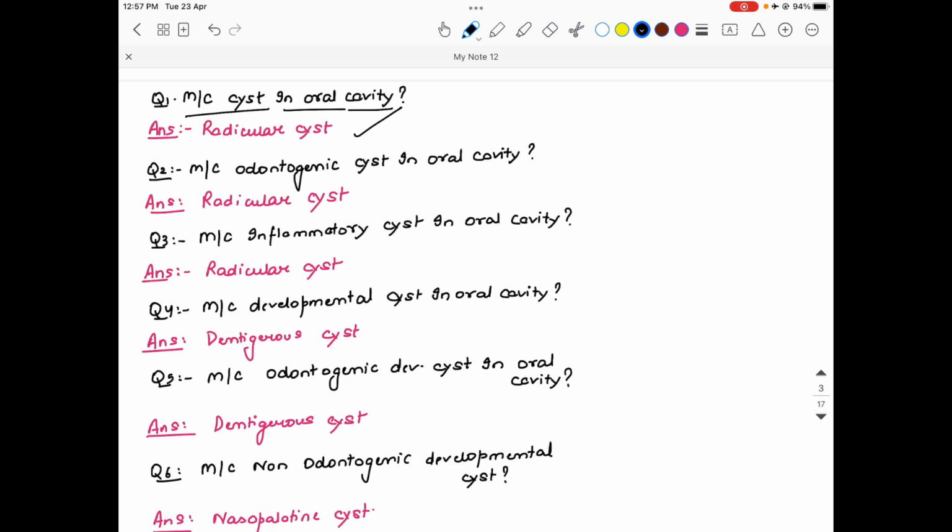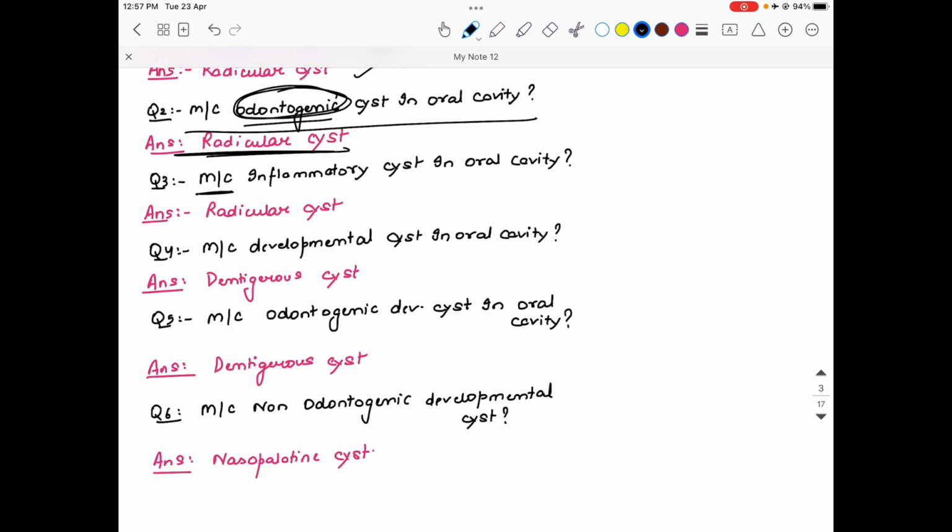Okay, the second question is most common odontogenic cyst in oral cavity. Now here odontogenic word is added, so the answer would be same, radicular cyst, since radicular cyst is odontogenic also. Okay, now the third question, which is the most common inflammatory cyst in oral cavity? The answer again is radicular cyst, because we know that radicular cyst is inflammatory and it is most common inflammatory cyst found in the oral cavity.